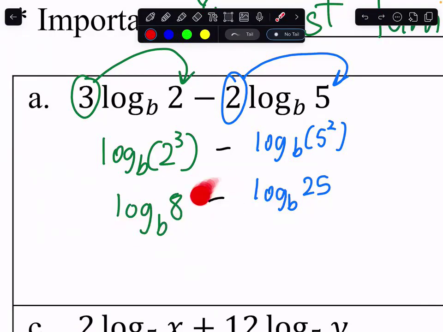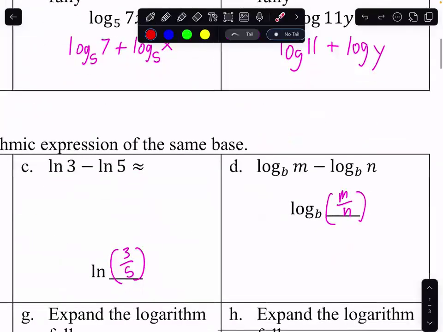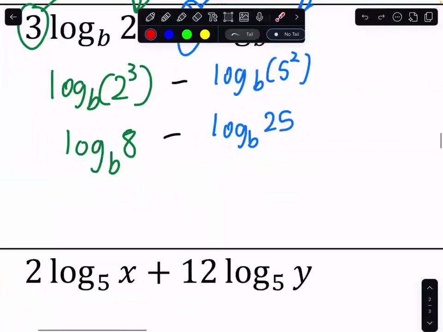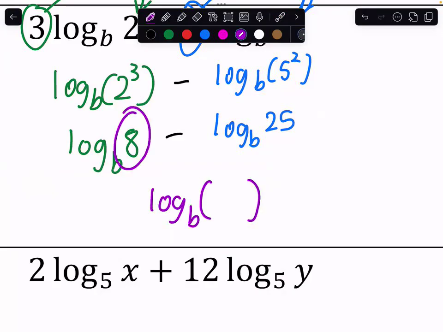Okay, so we need to remember what's the rule for combining with subtraction. If we don't remember yet, we can flip back to the front. When you subtract 2 logarithms, you divide their arguments. So don't forget to keep the same type of log. It's not just regular log, it's log base b. And then you divide the first argument by the second argument.